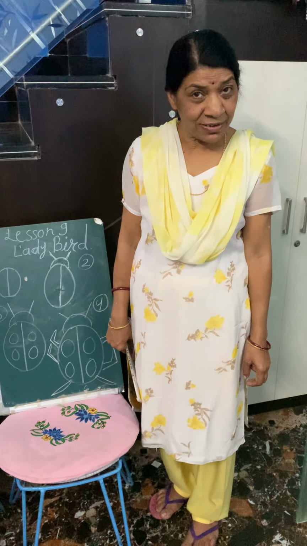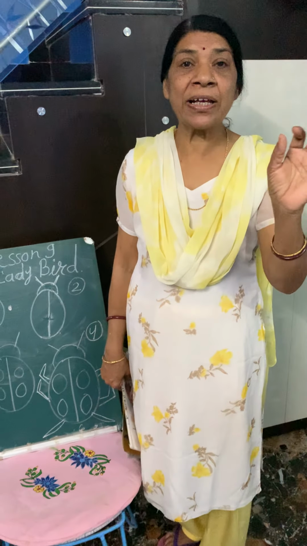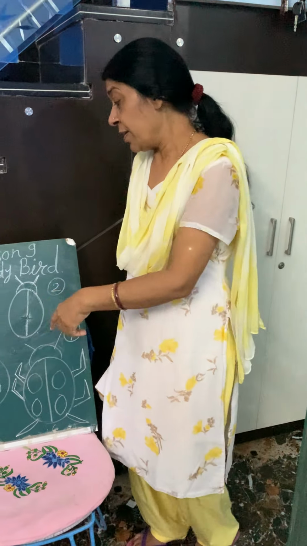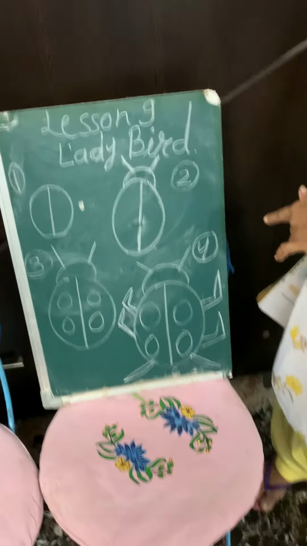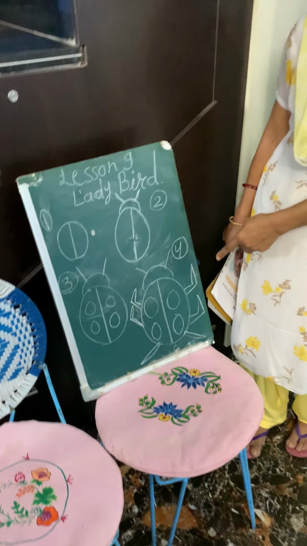Today I will explain about the ladybird. When you go to the park to play, has anyone seen a ladybird there? It is a red insect having 6 legs and some black spots on its body. So here, beta, I will draw a picture of a ladybird step by step. Now I will explain how you draw the picture of a ladybird in your English copy.